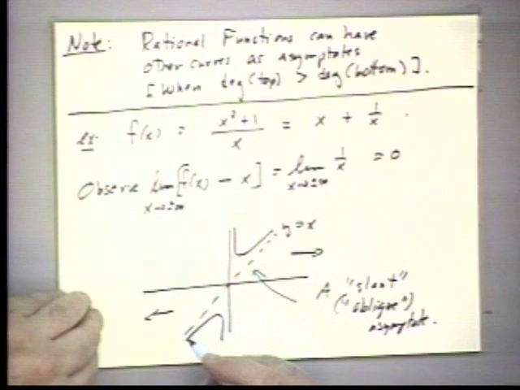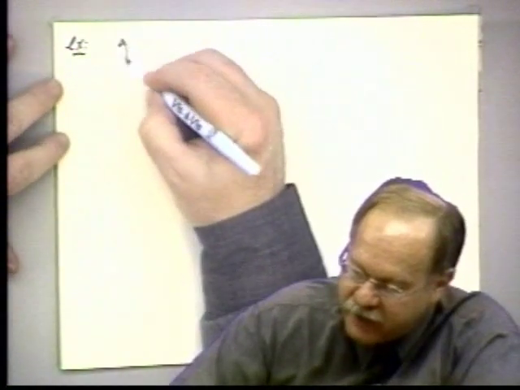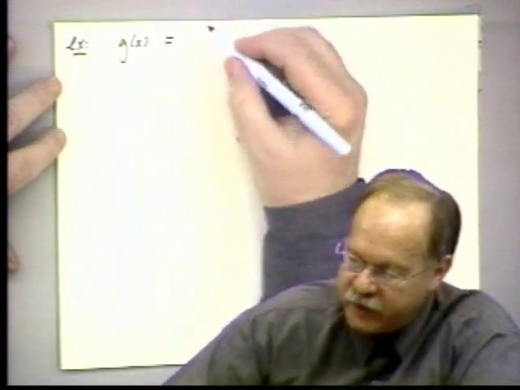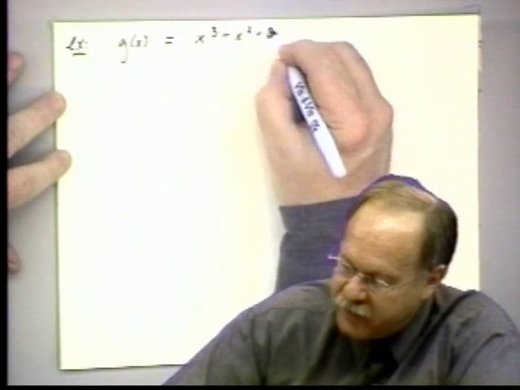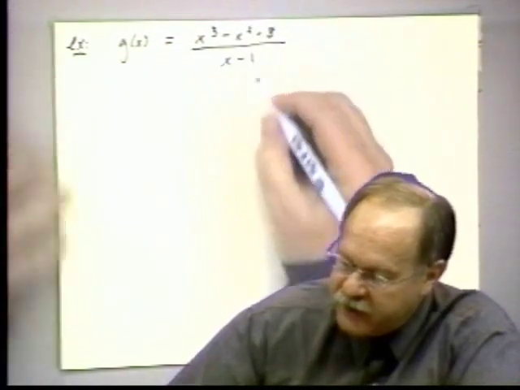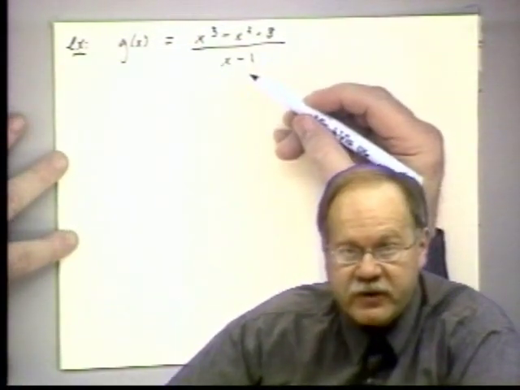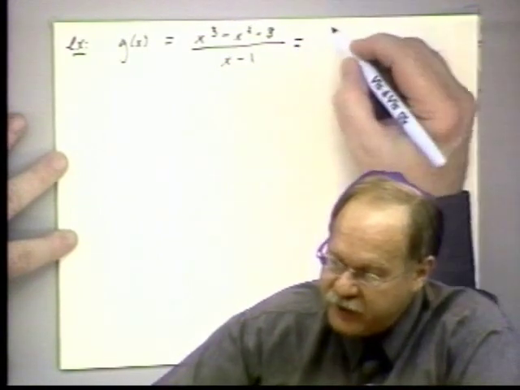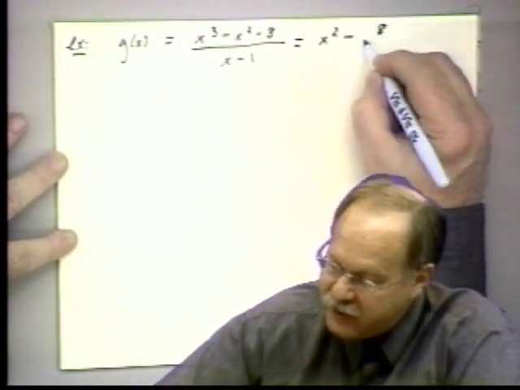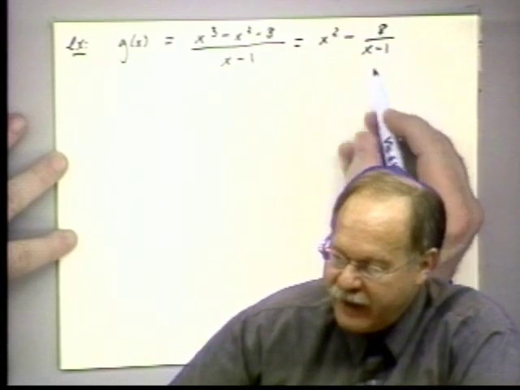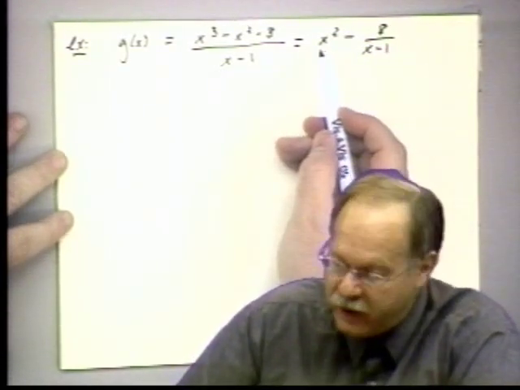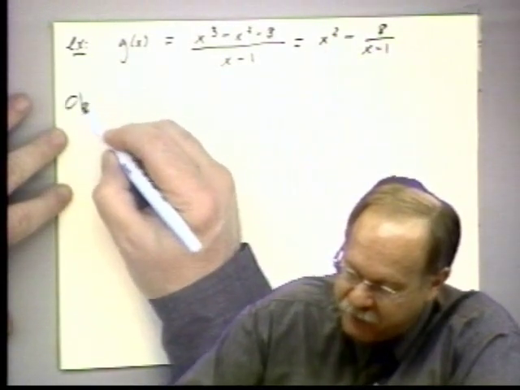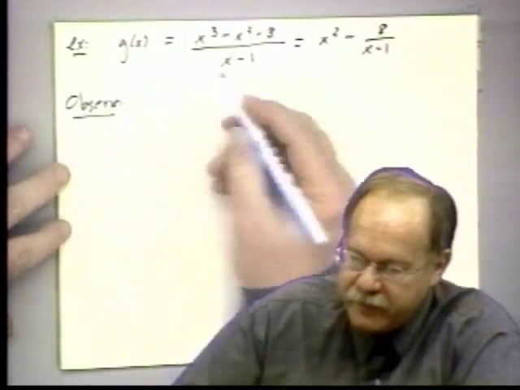Does it have to be a line? No, it doesn't have to be a line. Here's an example where a curve is going to approach another curve. So let's take (x cubed minus x squared minus 8) all over (x minus 1). Now if you do a straightforward polynomial division, this becomes x squared minus 8 over (x minus 1). And you can see we're in the same situation we were before, except now it's an x squared, and that's the curve this will approach. So let me give you the same argument.